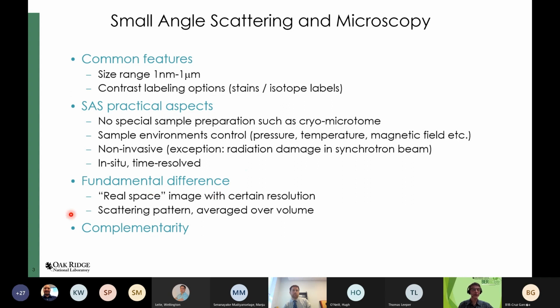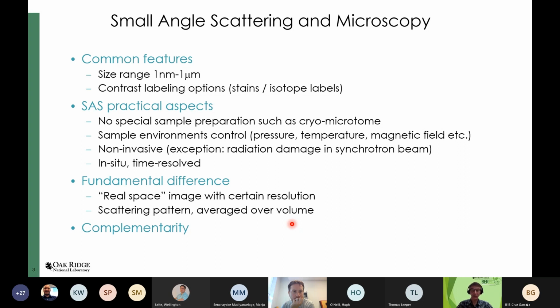Now, the fundamental difference between microscopy and scattering, very fundamental, is that in microscopy you see a real space image with a certain resolution. In the scattering pattern, you do not see images. You see the scattering intensity distribution, and you average that signal over a volume that you probe. So that's very different. But the two techniques are often complementary. So that means we often use both of them to get at different parts of information.